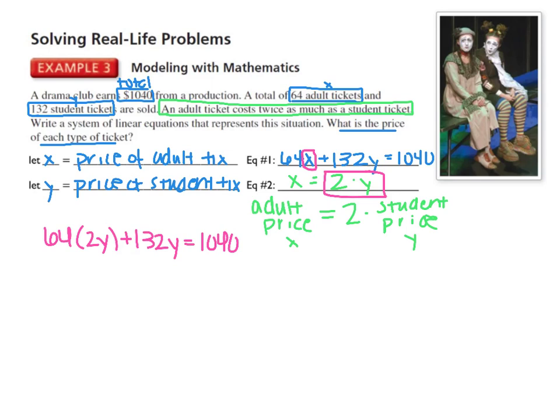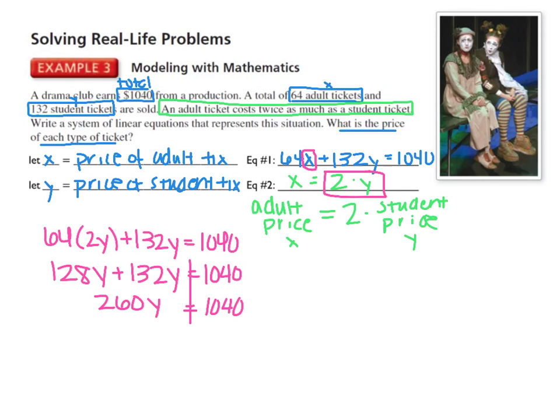64 times 2, so 120, and then 4 times 2 is 8, so 128. Plus 132... y is 4.